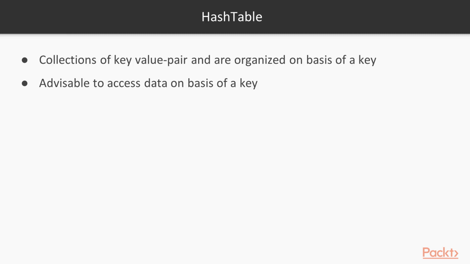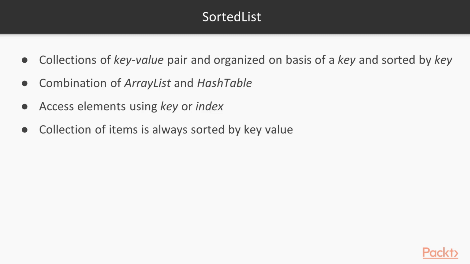Next class is the hash table. Hash table is nothing but a representation of a collection of key-value pairs and they are organized on the basis of a key, which is nothing more than a hash code. The use of hash table is advisable when we need to access data on the basis of a key. Hash table is very useful when we need to access elements with the use of a key. In such scenarios, we have a key and need to find values in the collection on the basis of a key.